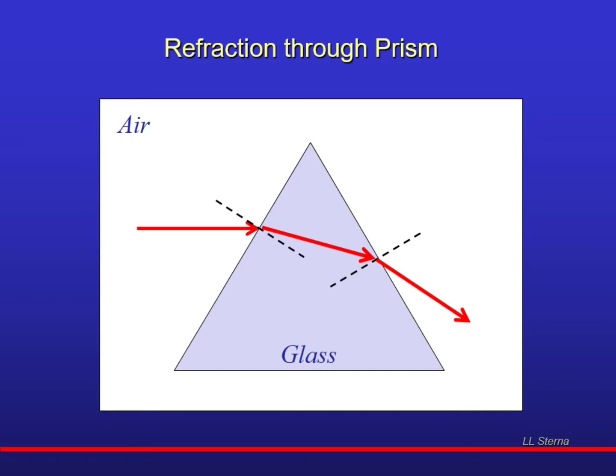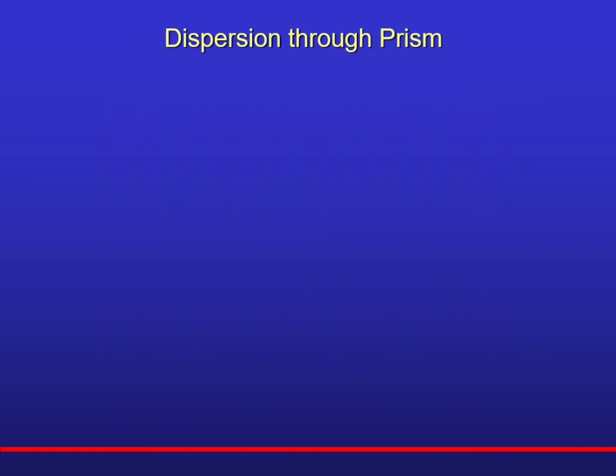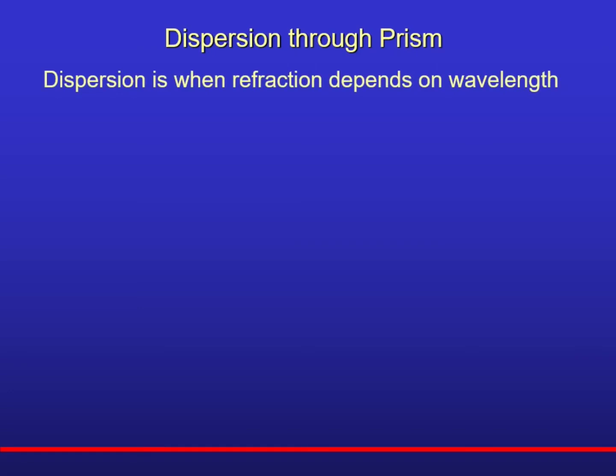Now, the next topic is called dispersion. What is dispersion? Dispersion is when refraction depends on wavelength, meaning when the light enters the glass, the speed of light in the glass depends upon the wavelength of the light. Why? Remember, as wavelength changes, the frequency changes.